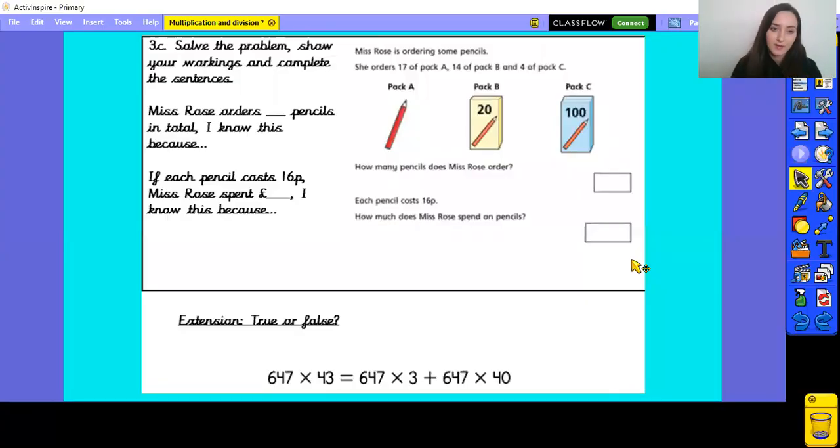Okay, and here is 3C and the extension. So just in case my face is over the writing, I'm going to read this problem out to you for 3C. So Miss Rose is ordering some pencils. She orders 17 of pack A, 14 of pack B, and 4 of pack C. So I'll just repeat that again. So 17 orders of pack A, 14 of pack B, and 4 of pack C. So how many pencils did Miss Rose order? And if each pencil costs 16p, how much does Miss Rose spend on pencils? So that is the 3C problem.